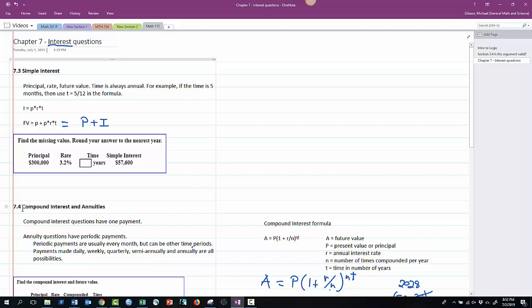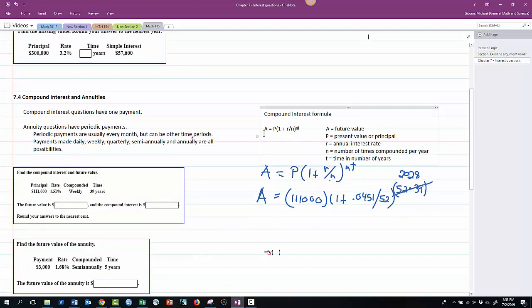Most of the times we deal with interest in real life is compound interest. And it kind of depends on how you count, but really there's two main ways, two types of questions you're going to get for this. One of them, I'm just going to call them compound interest questions. Compound interest questions have one payment, okay? If you get a question that there's only one payment involved, it uses this formula right here, okay?